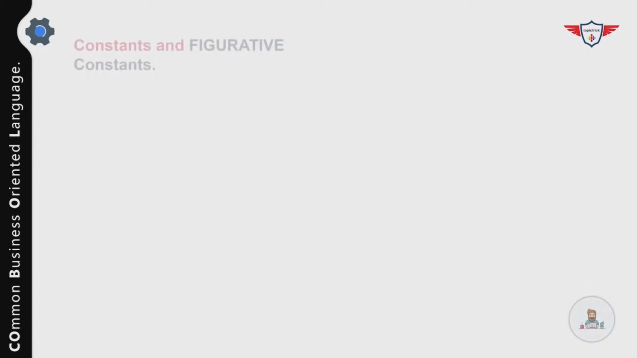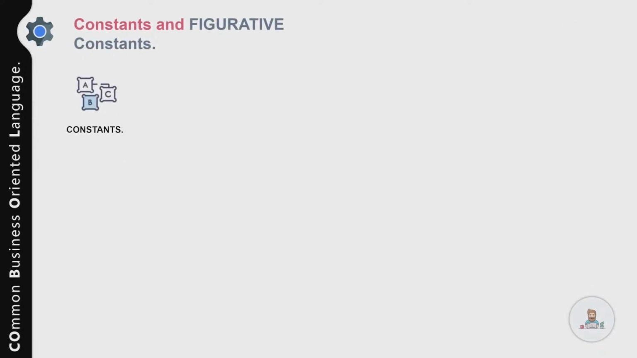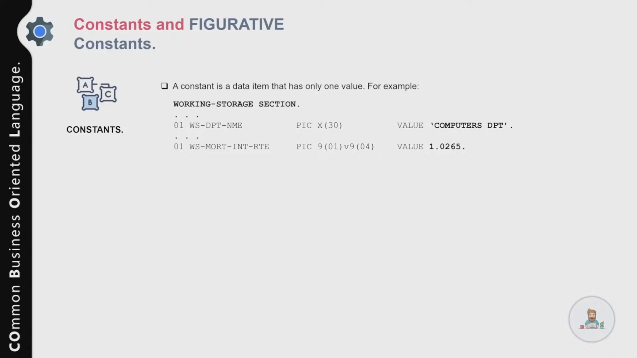Now let's talk about constant and figurative constant in COBOL and try to understand what is the basic difference between these two different categories of constant. So let's talk about constant first. A constant is a data item that has only one value throughout the execution of the program.